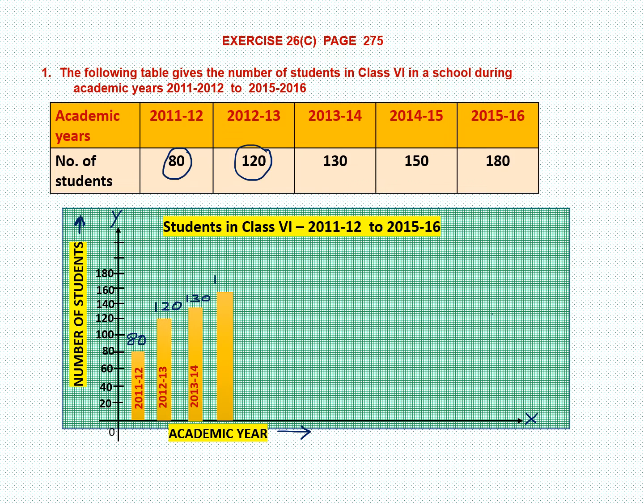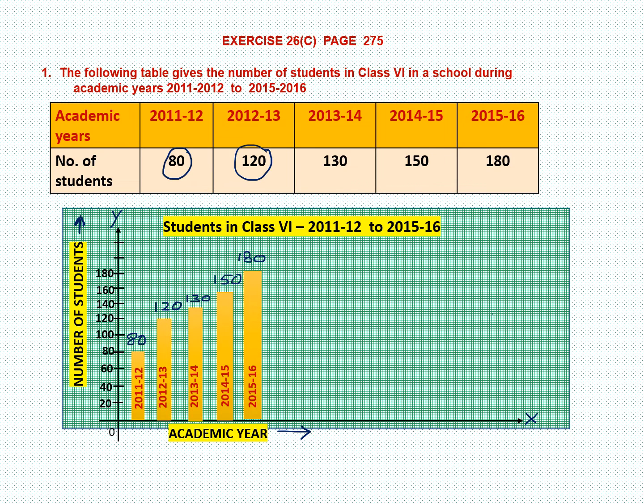So this is 150. And we have one more bar, that is the last one, which goes up to 180. And this is for the academic year 2015-16. So we have drawn all our rectangular bars. We've completed the bar graph.